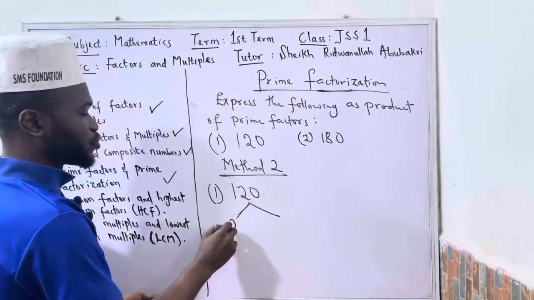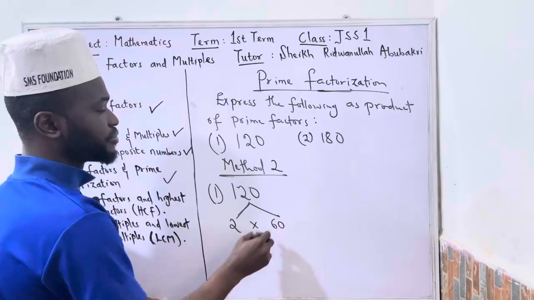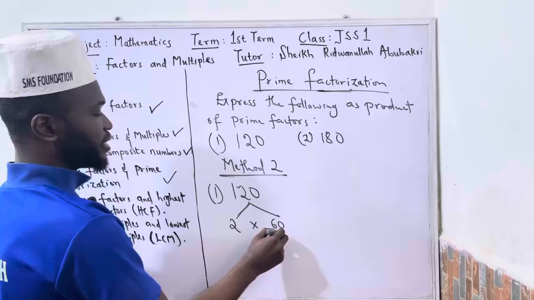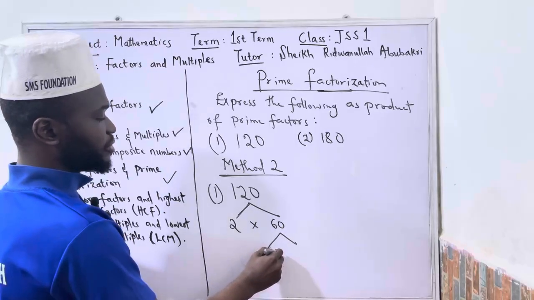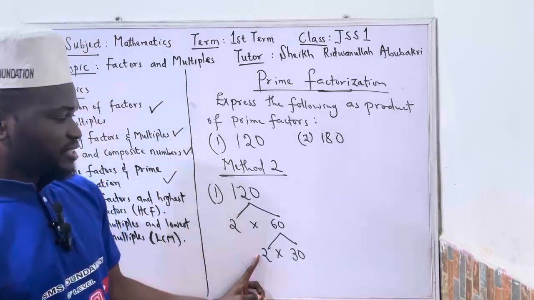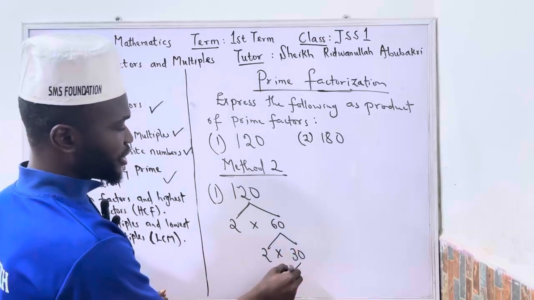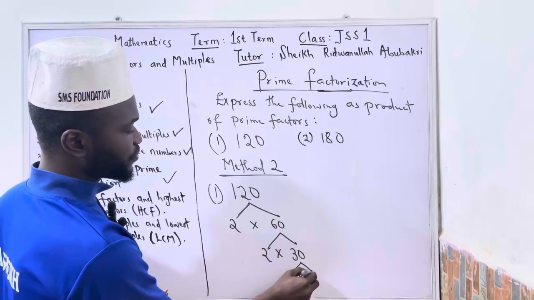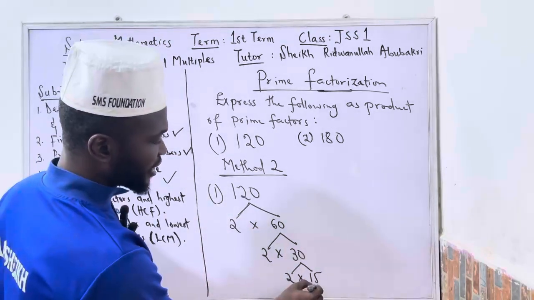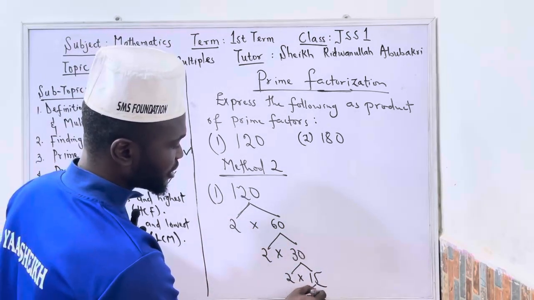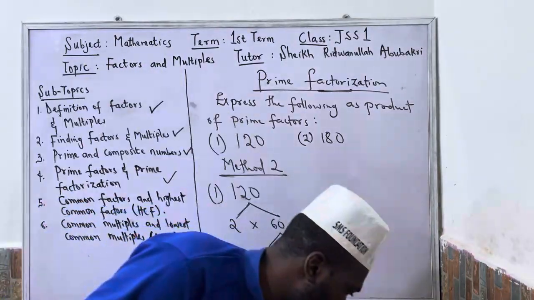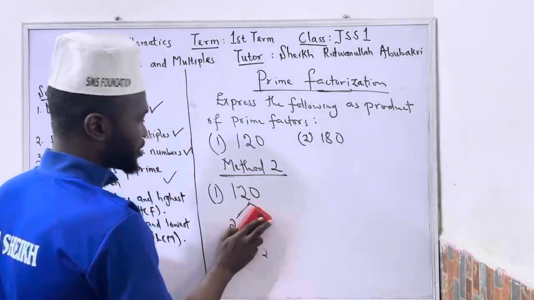So I can break it as 2 times 60. 2 is a prime number, but 60 is not. So I can still break 60 again. 60 is the same thing as 2 times 30. Now, 2 is still a prime number, but 30 is not. I can still break 30 as 2 times 15. Now 2 is a prime number, but 15 is not. Now I can still break 15 as 3 times 5. I think this is the highest we can go. Let me write it out very well.